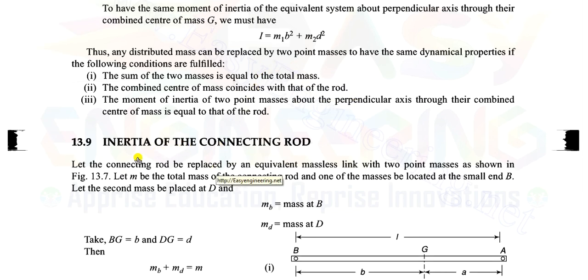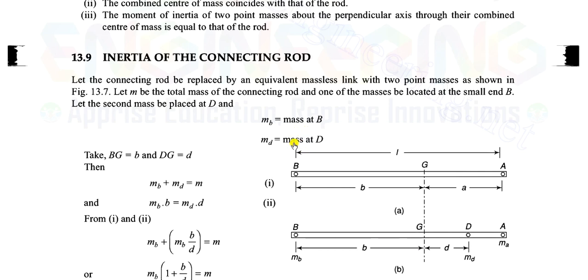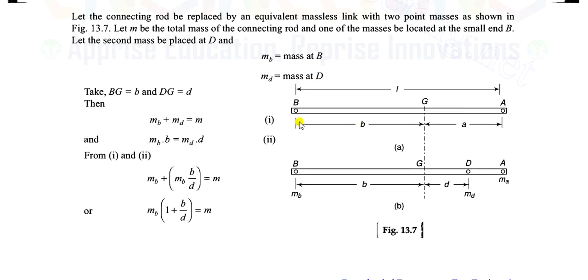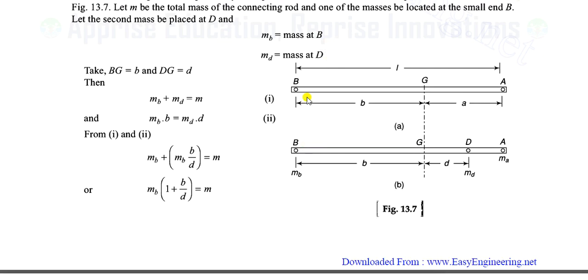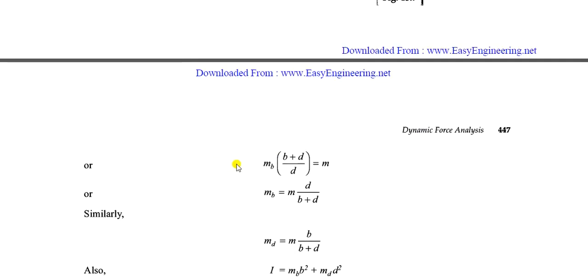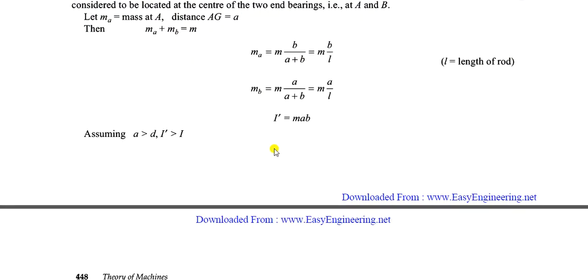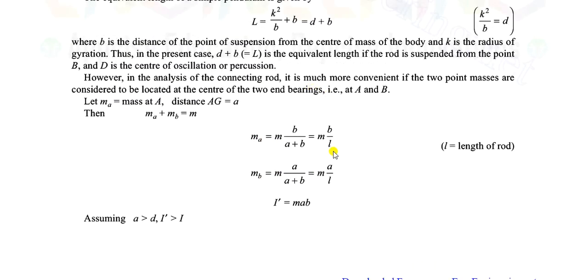So the next topic is inertia of the connecting rod. They are explaining it, and you can understand this. In this diagram A they have said that we have a connecting rod and we are considering that the mass is maximum concentrated at points A and B. Now he is replacing this system with diagram B. So now he is assuming a mass at D point and a mass at B point. And how he is calculating has been explained here. He is calculating MA and MB in terms of M.